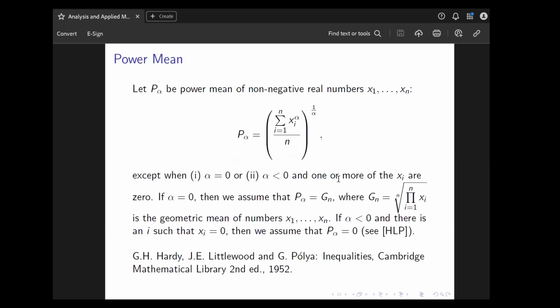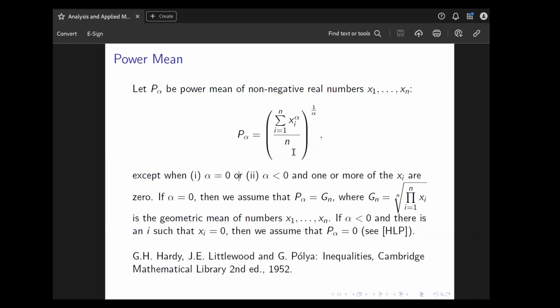So first of all, some definitions, some notations. I will work with this P alpha. P alpha is the power mean. It is a generalization of the arithmetic mean. All of you know the arithmetic mean. We add the alpha powers of xi, non-negative real numbers, divide them by n and raise to the power 1 over alpha.